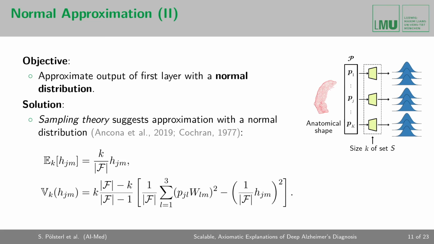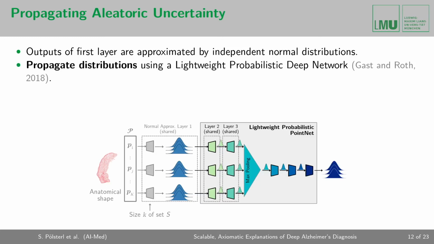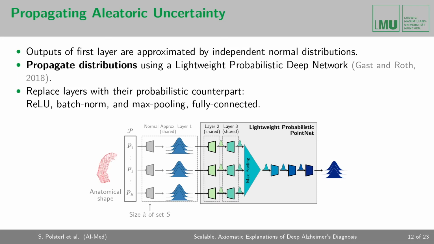Our objective is to determine the mean and variance of the outputs of the first layer. The clue is that a fully connected layer computes a sum, and sampling theory tells us that the sum over a random subpopulation of fixed size can be approximated with a normal distribution with the mean and variance as shown at the bottom. Now we completed the first step, that is, we approximated each output of the first layer by a normal distribution. Next, we need to propagate these distributions through the point net, for which we transform the point net into a lightweight probabilistic network. This is relatively easy, we just need to replace each layer by its probabilistic counterpart.